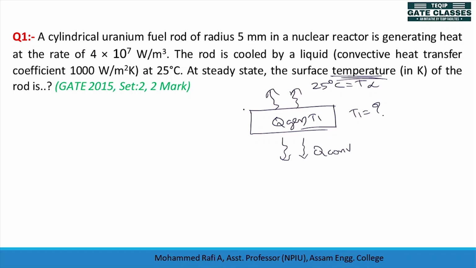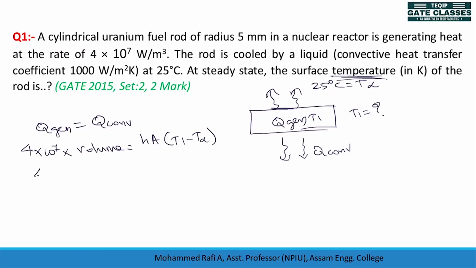So whatever heat energy is reaching this point should be convected. There is no wastage of heat energy. Now Q generated should be Q convected. That is the meaning of conservation. So what is the total heat generated? It is already given as 4 into 10 to the power 7 watt per meter cube. Into volume will give the total heat generated, and for the total heat convected we use Newton's law of cooling, h A (T1 minus T infinity).